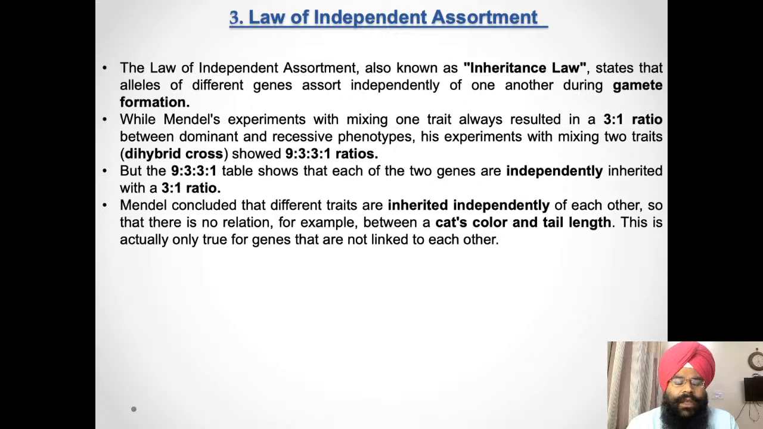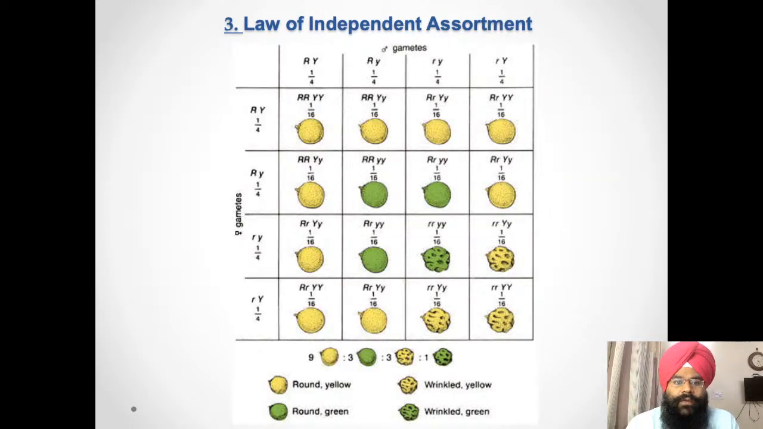Like a round pea and green color of a pod, both are different traits, and they will be inherited independently and not be dependent on each other. That is what the law of independent assortment says. Here we have shown a cross of two different traits: round shape with yellow color, and wrinkled shape with green color. So round yellow and wrinkled green.